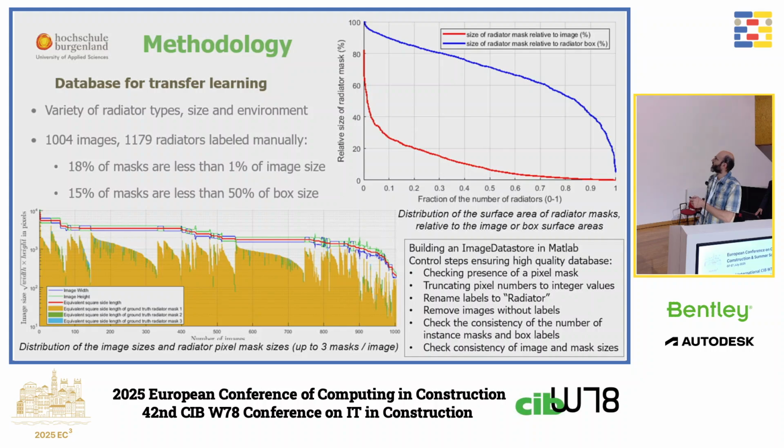Here you see that 15% of the radiator masks are significantly hidden: the mask in the box is less than half of the surface. Also 20% of the radiators are less than 1% of the image size. And we also had to take several control steps to ensure the quality of the data.